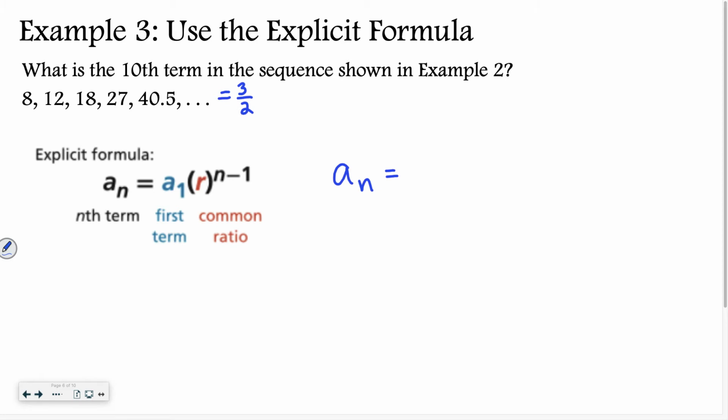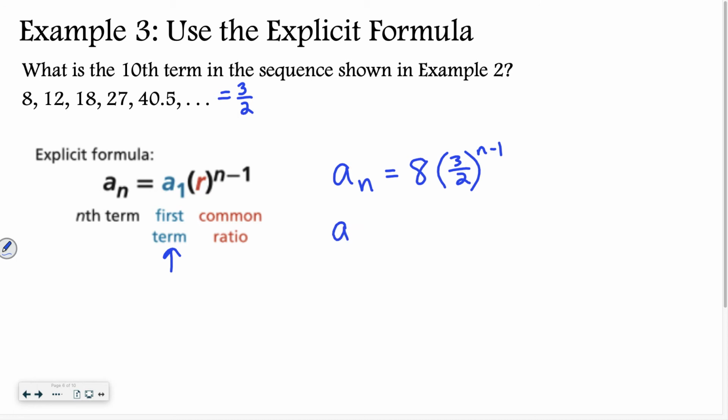Then you're going to write in whatever your first term is. In this case, that's an 8. Then you're going to do some parentheses, write in your common ratio, which is 3 over 2, and then you just say n minus 1. Now to continue solving, so that's my explicit formula, okay? So I've written my explicit formula. I would be done writing it if it just asked me to write the formula. But it doesn't. It asks me to find the 10th term.